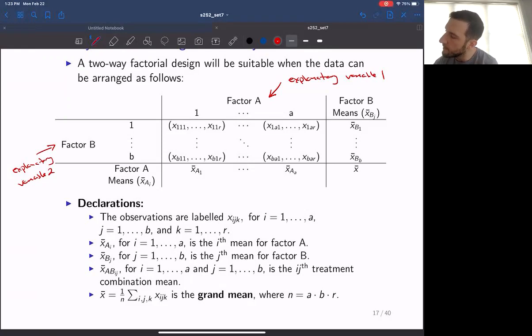The values inside the table are the responses. These represent the actual measurement at each treatment combination, and we have little r responses, which is the number of replications. For example, in the illustration at the start of the lecture set, factor A would be golf ball brand, so little a would be 4. Factor B would be golf club type, so little b would be 2. And we had 4 values at each treatment combination, so little r was equal to 4.